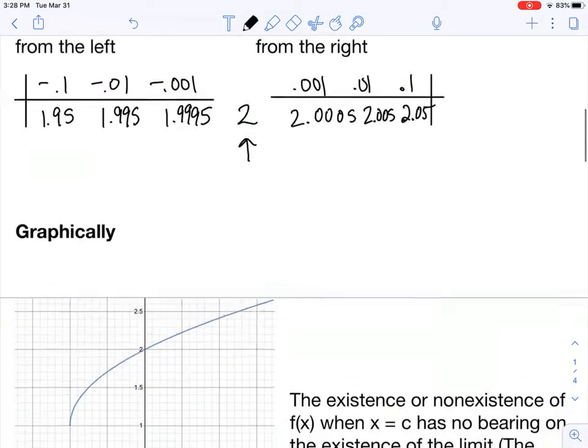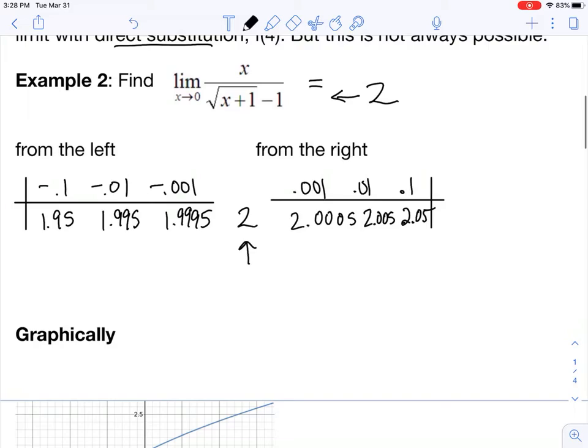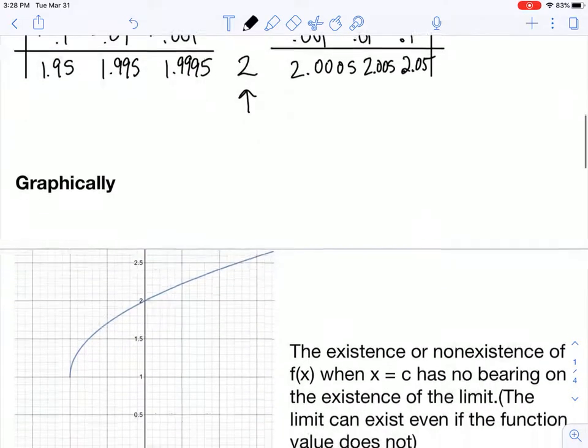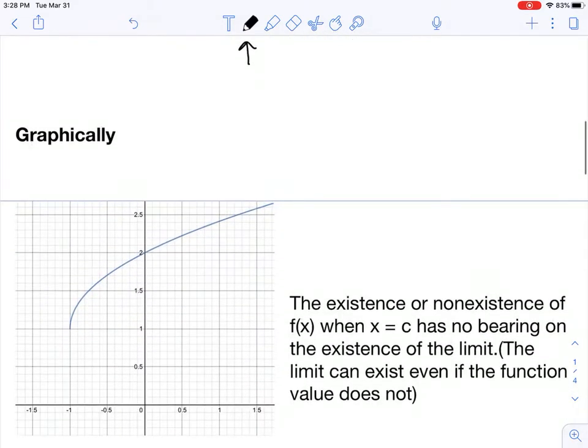Graphically, you can also tell, because if I graph this function, x over the square root of x plus 1 minus 1, here's my graph. And you can tell as you get closer and closer to 0, the y value gets closer and closer to 2. And the value of the function is actually the y value, and that's what we're talking about. Right there, at 0, there's a hole.